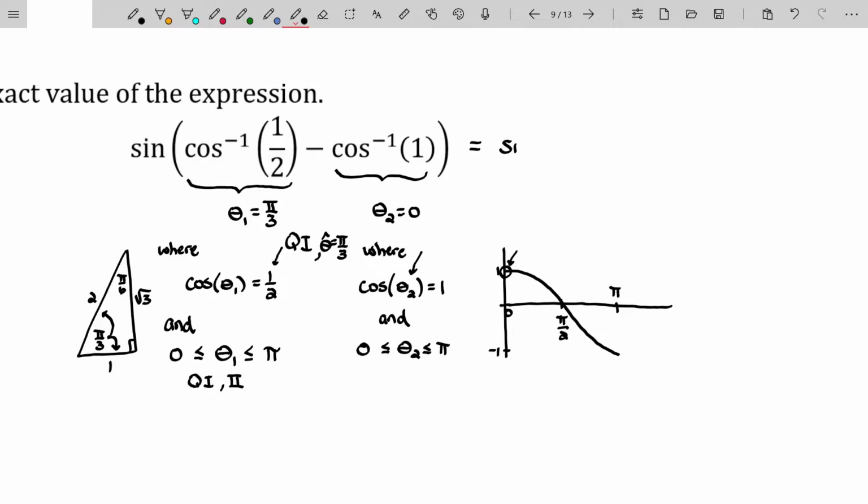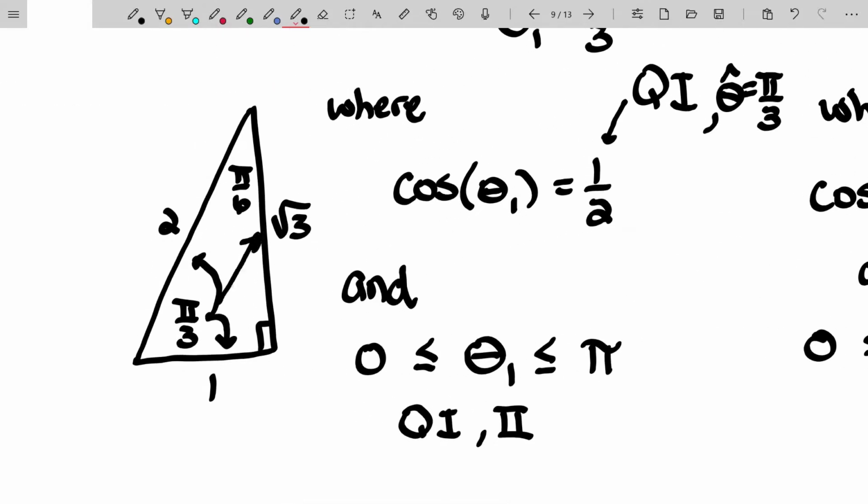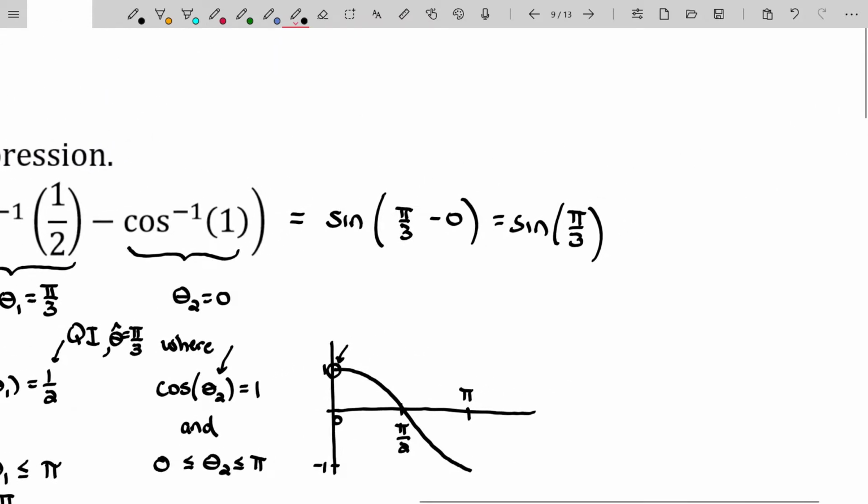I'm going to say, well, that's the sine of pi over 3 minus 0, or in other words, just the sine of pi over 3. And just by using my special triangle over here, sine of pi over 3 is root 3 over 2. So I'm just going to write this as root 3 over 2.